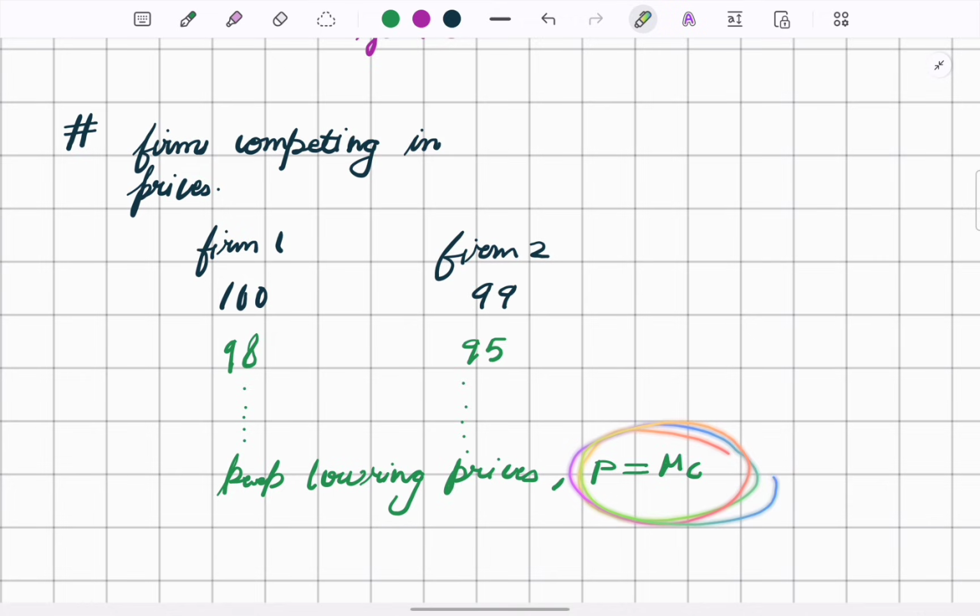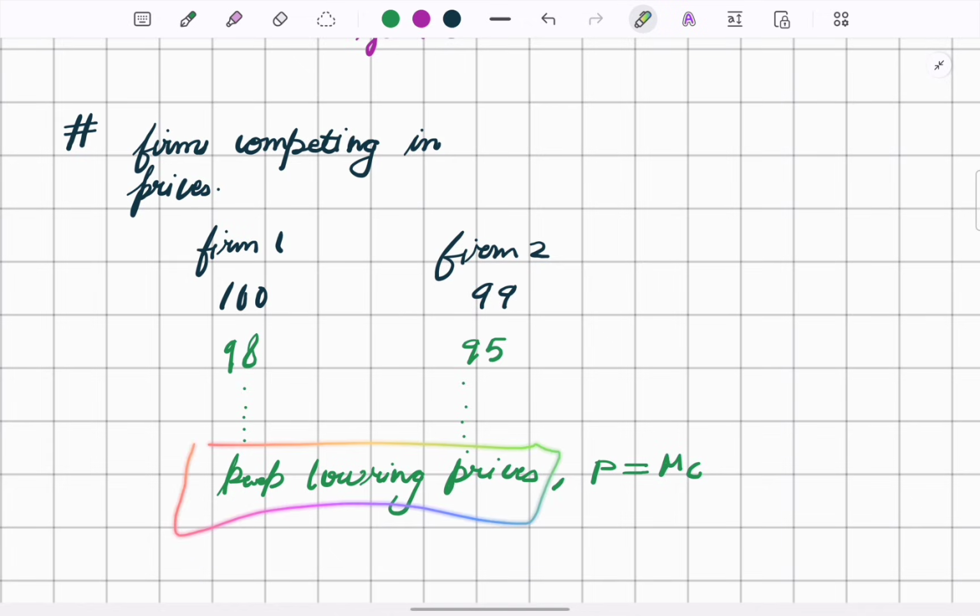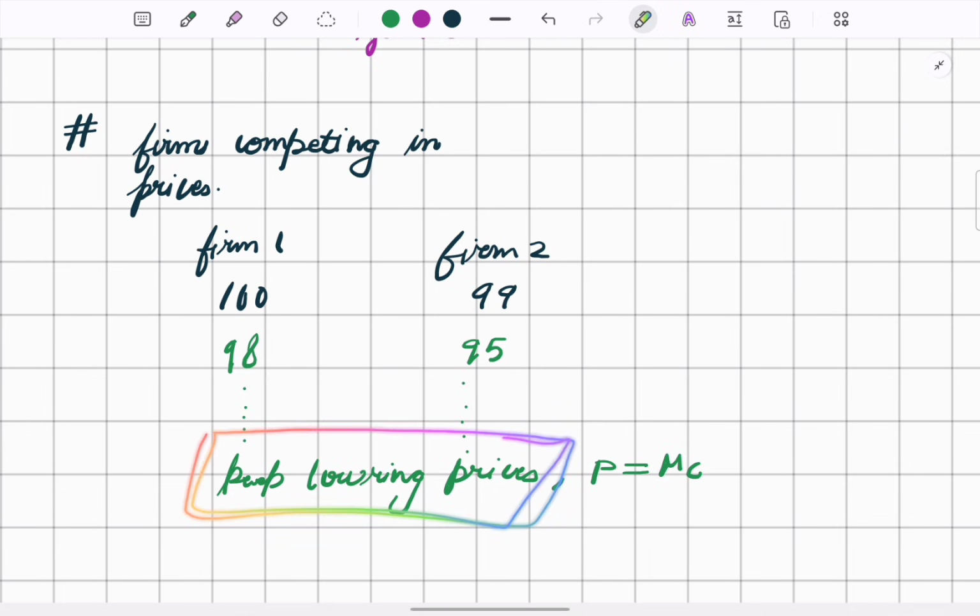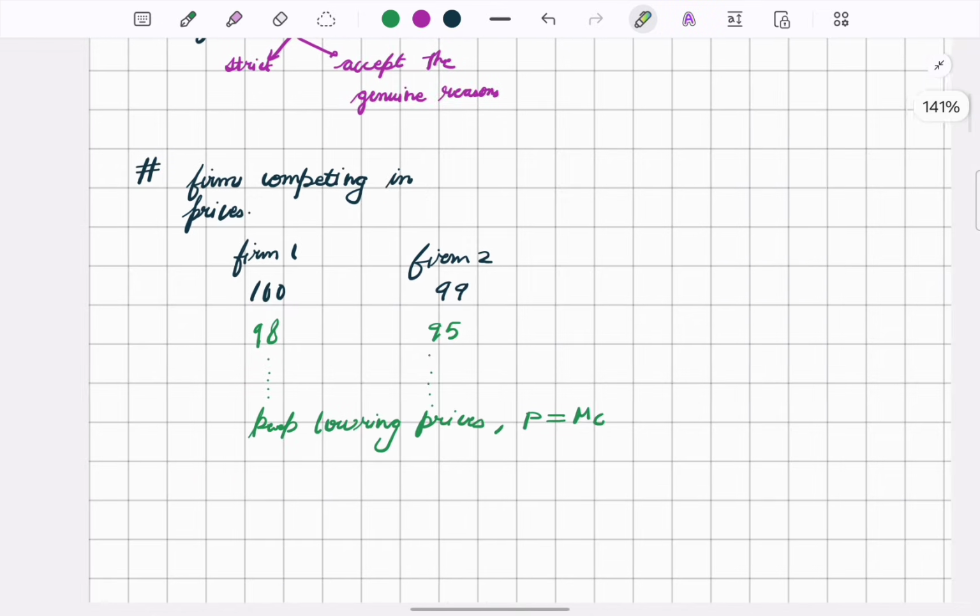So they both will end up having no profit, because when the price is equal to marginal cost, this is the scenario of zero economic profit. There was a better outcome for them. It was that they both put their prices at 100, and they both share half of the market, and they earn some profit. But because they were rational and wanted to capture the whole market, they will keep lowering the prices, and that will lead them to the outcome of zero economic profit.